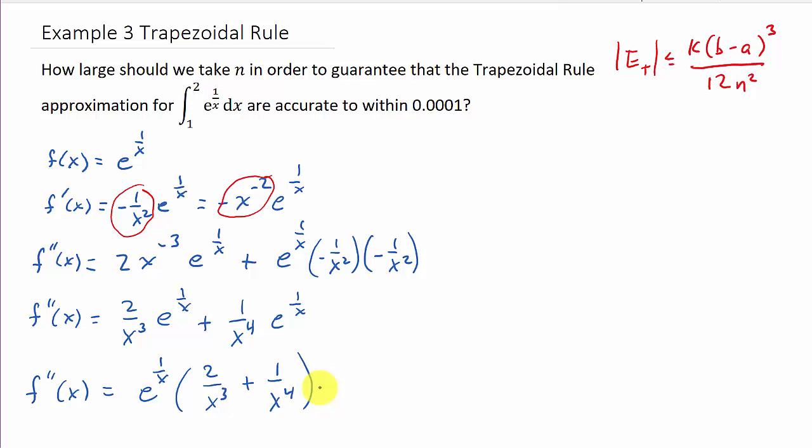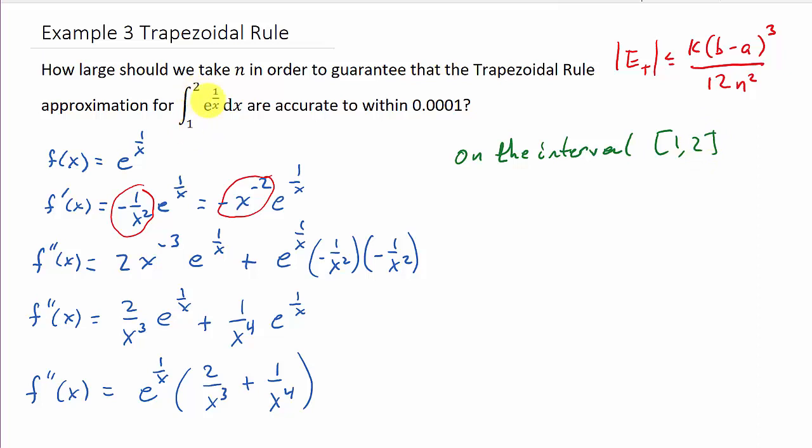All right. Sometimes that's usually the toughest part of the problem. A lot of the times is figuring out what k is. All right. So we know that we are on the interval 1 to 2. Okay. We're integrating from 1 to 2.